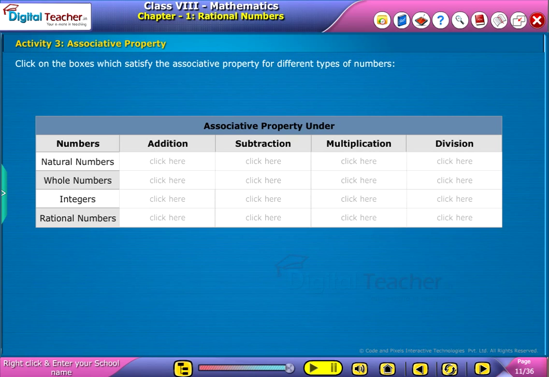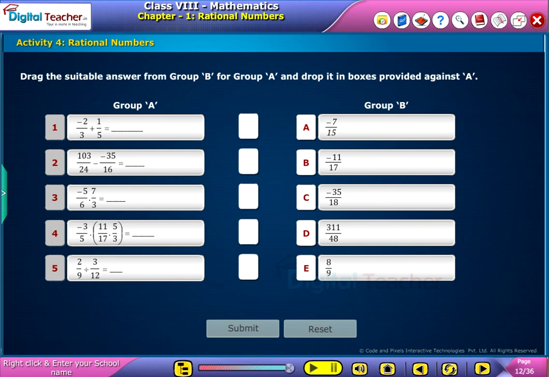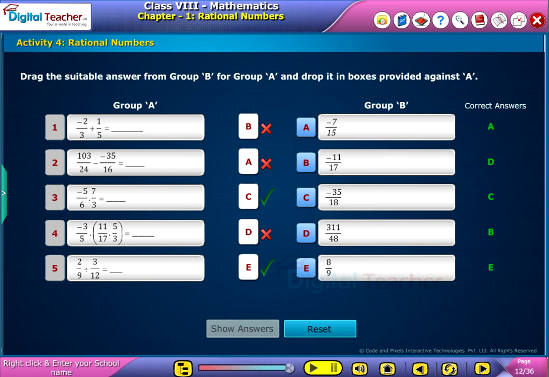Let us do an activity on associative property. Click on the boxes which satisfy the associative property for different types of numbers. Let us do an activity on rational numbers. Drag the suitable answer from Group B for Group A and drop it in boxes provided against A.